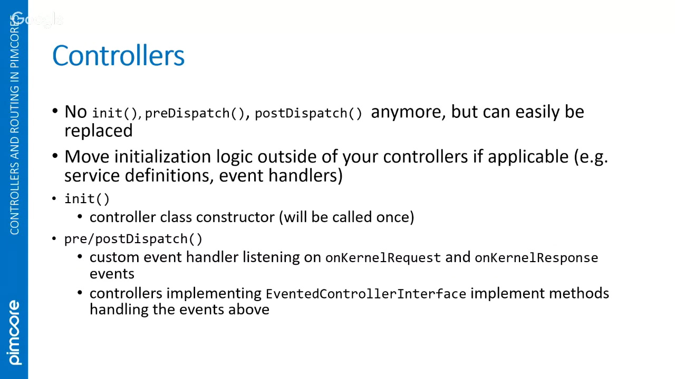So generally, you can implement an event handler which listens on these events and does some stuff before and after the controller is executed. But we added an evented controller interface, which does exactly that. So there's an event handler which looks at the controller, looks if the controller implements this interface, and then calls on kernel request before the action is executed, and on kernel response after the action is executed. So you have easy access to a replacement method for pre and post dispatch.